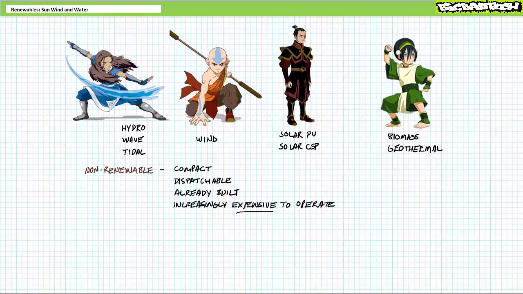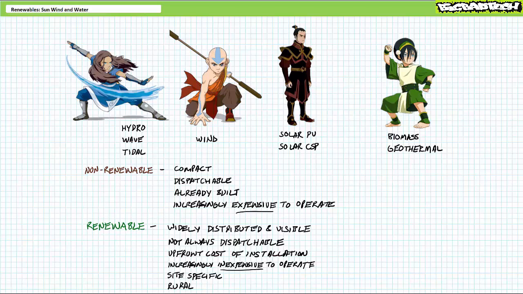Non-renewable installations typically don't take up a lot of space. They're dispatchable, and most of them are already built. This being said, most are becoming increasingly expensive to run as the finite nature of the non-renewable fuel that powers them becomes economically and environmentally expensive. There are notable exceptions to this general characterization.